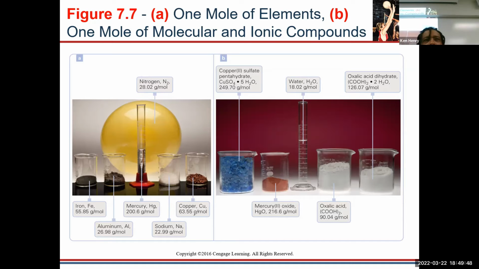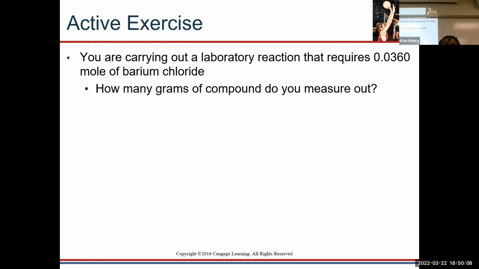So it's kind of like when I was talking about how we could have the same quantity of apples and grapes, but they're going to weigh differently. Right? Okay. And that's the same thing when we talk about compounds as well. They're also going to take up different volumes. Okay, so how can I use this? So you're carrying out a laboratory reaction that requires 0.0360 moles of barium chloride. How many grams of the compound do you weigh out?